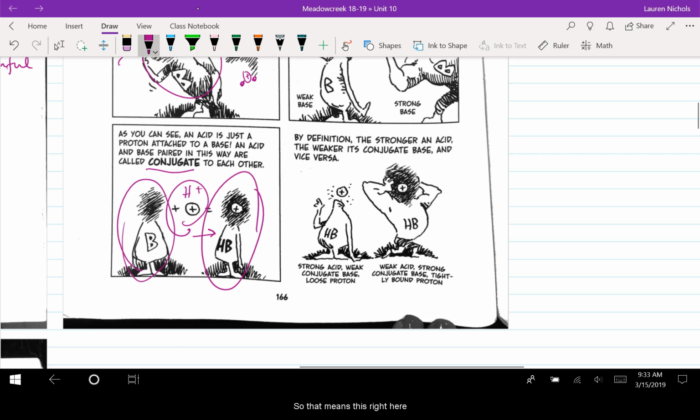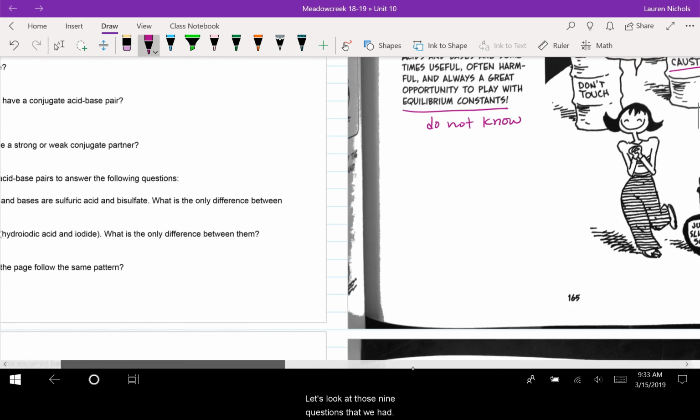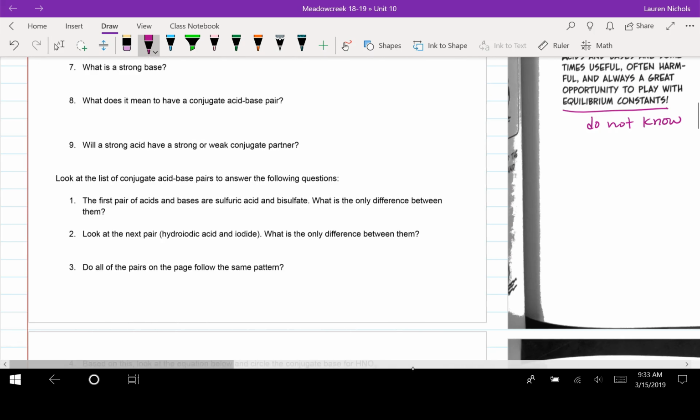So that means this right here, a weak acid has a strong conjugate base and a tightly bound proton, and the strong acid has a weak conjugate base with a loose proton. Okay, so these protons, they are staying where they're supposed to be. This proton, it can kind of move around. So let's look at those 9 questions that we had.